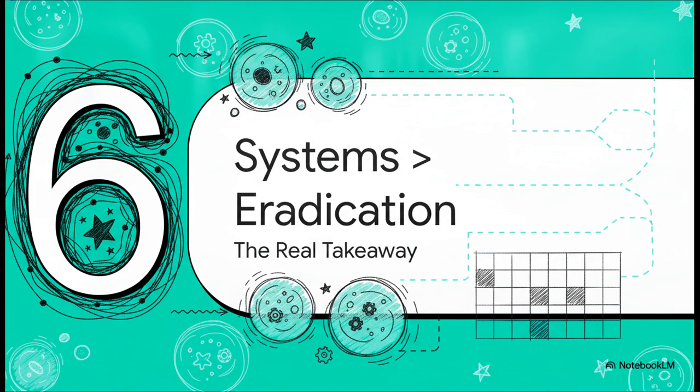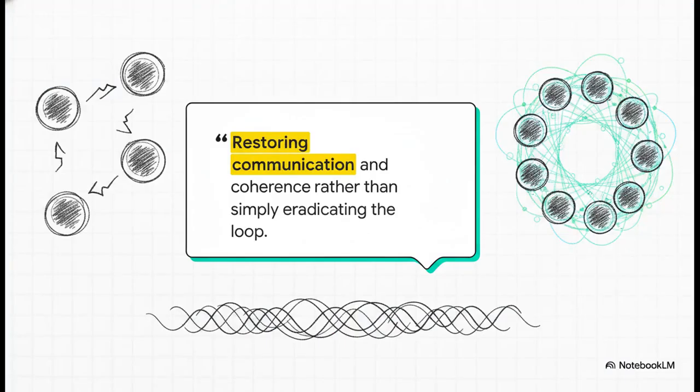Finally, Section 6. Systems over eradication. Ultimately, what does a computational toy model on a digital grid teach us about real, infinitely complex human biology? It brings us right back full circle to that IM9 philosophy. It suggests that healing might actually be about restoring communication and coherence, rather than just purely eradicating the loop. It moves us out of that 6 state of isolated self-referential disease and into the 9 state of true coherence, where the whole supports the individual cell and the individual cell supports the whole.